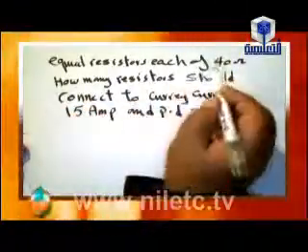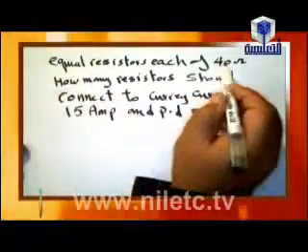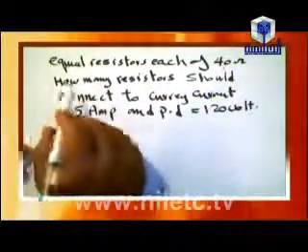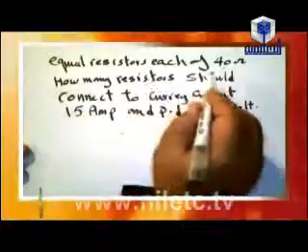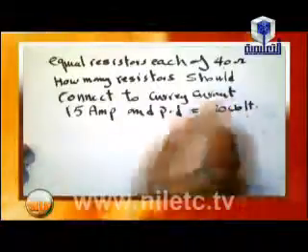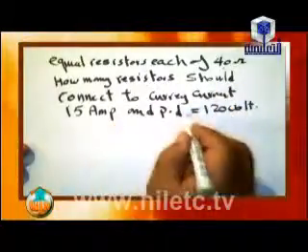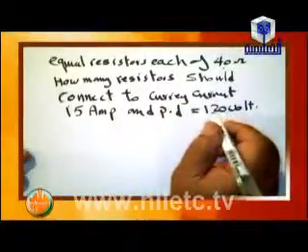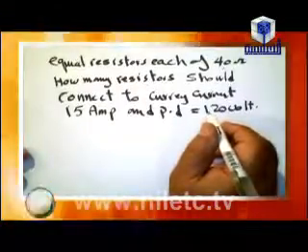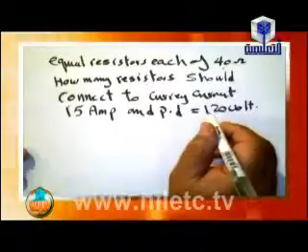Again, the problem: equal resistors, each of 40 ohm. We have many resistors. The value of each one is 40 ohm, but we don't know the number of these resistors. How many resistors should connect to carry a current 15 ampere and a potential difference 120 volt? So the problem is how many resistors. We want the number of resistors.